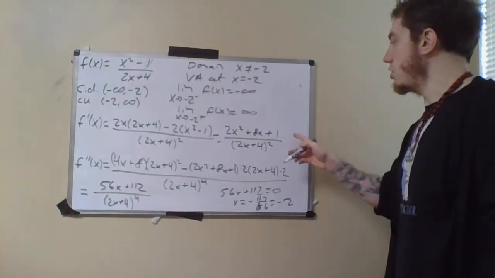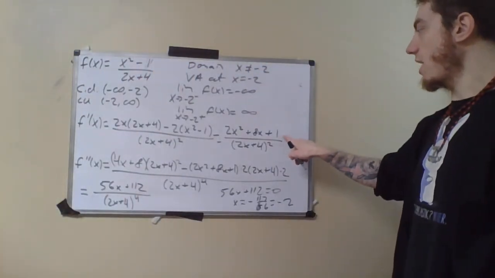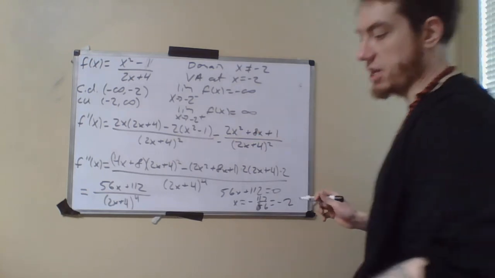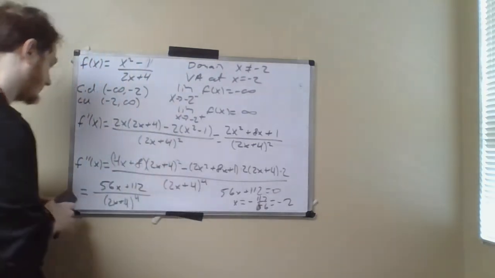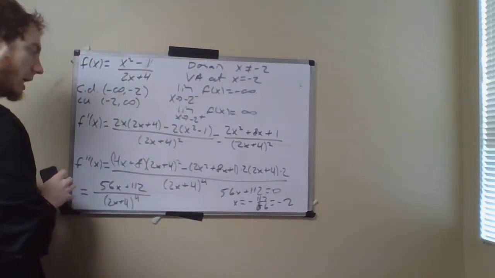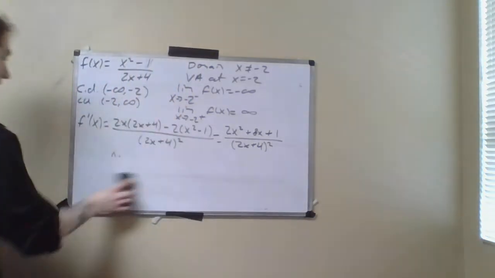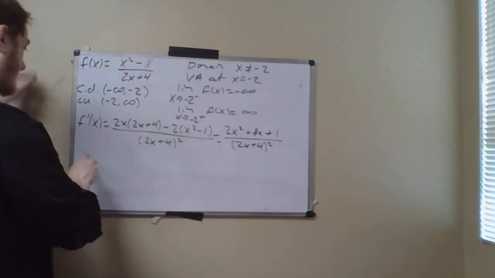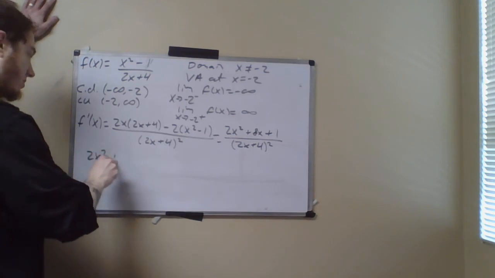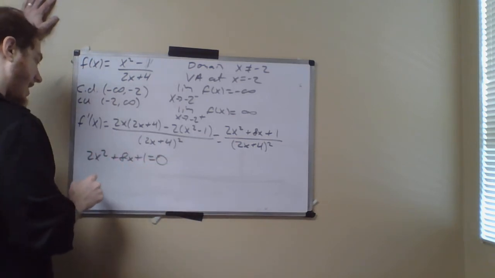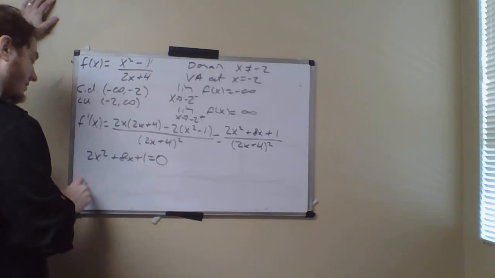So then what we can do is solve for f prime being equal to 0. Well, this is equivalent to just solving the numerator being equal to 0. And I'm going to get rid of this second derivative stuff because we're done with it for now, but hopefully you have it written down at this point. If I take 2x squared plus 8x plus 1 and set that equal to 0, and then I go ahead and solve it.